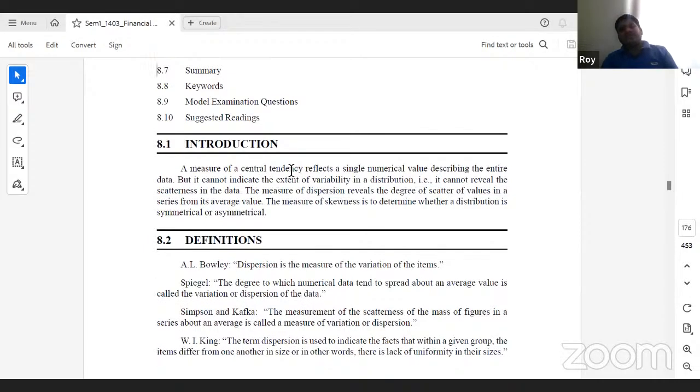The measure of the central tendency reflects the single numerical value describing the entire data, that we know that, but it cannot indicate the extent of variability in the distribution. That is, it cannot reveal the scatterness in the data.